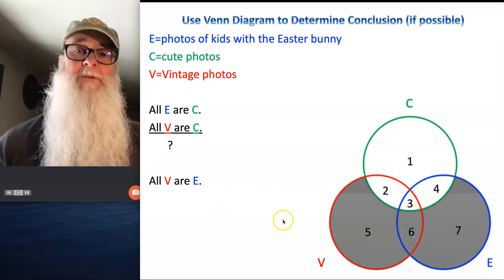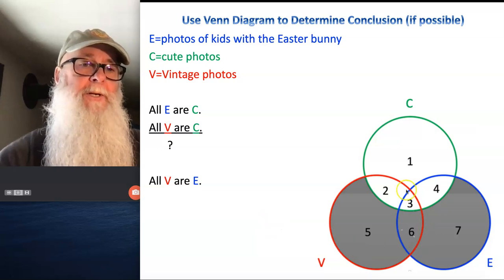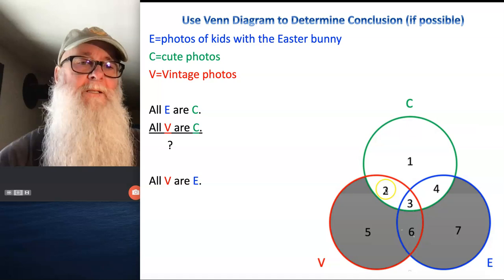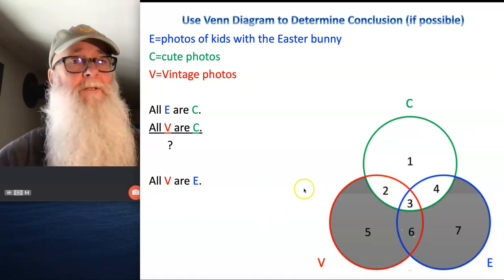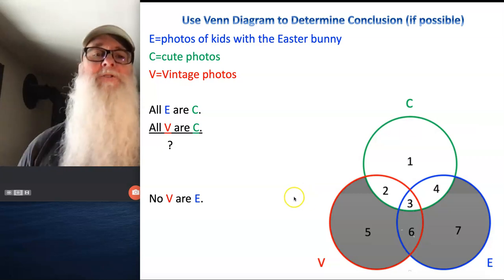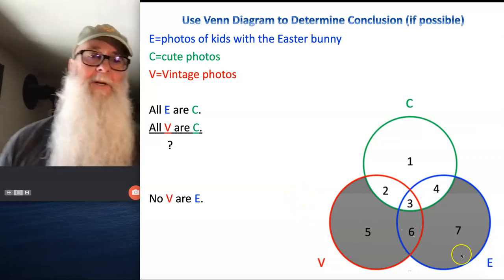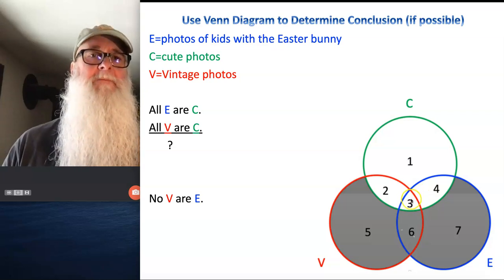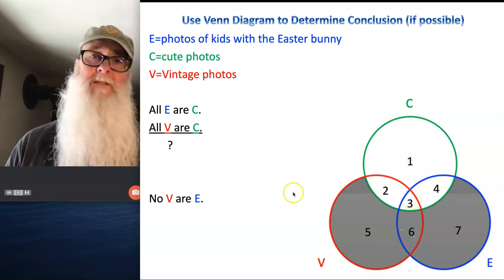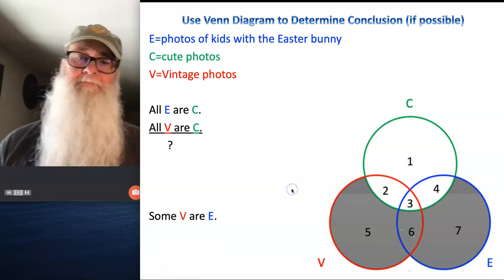Does this Venn diagram show all V are E? No. Because there could be V's over here in area 2, and those would not be E's. So this Venn diagram does not reflect the statement all V are E. So that conclusion does not follow from these premises. How about no V are E? No. Area 3 is unshaded, so there could be V's there, and if there are V's there, there are also E's. So this does not show no V are E.